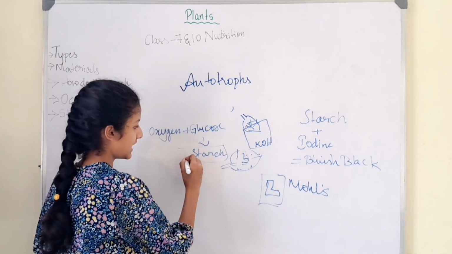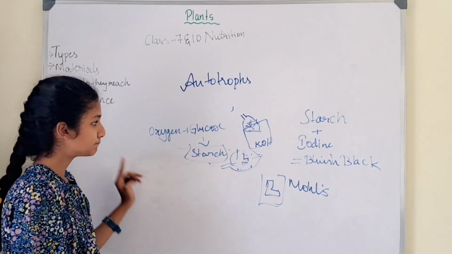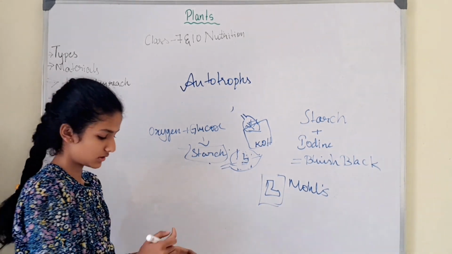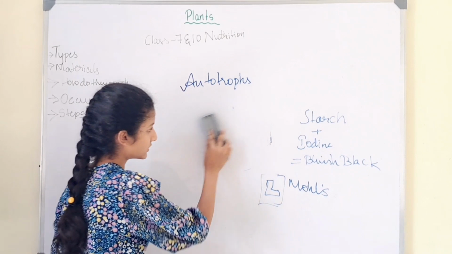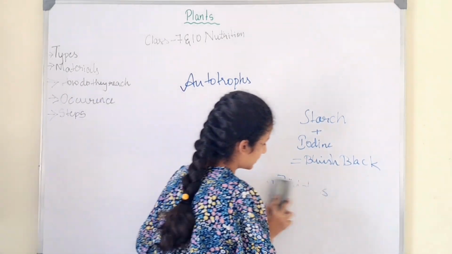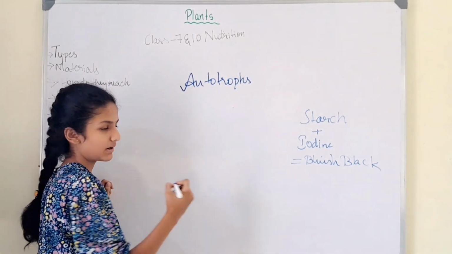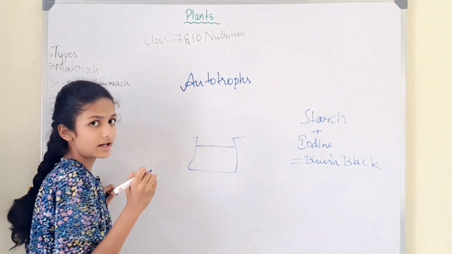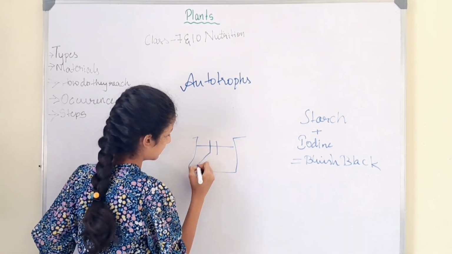When starch is there, if we pour iodine, it turns bluish black. This is clear. Now we have to prove how oxygen is evolved. We are proving that using the hydrilla experiment. Now what is this experiment? This is a container. In the container we have filled some water. Now a funnel. We are inverting the funnel.